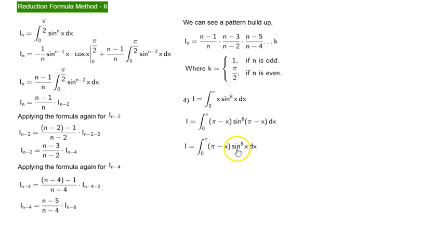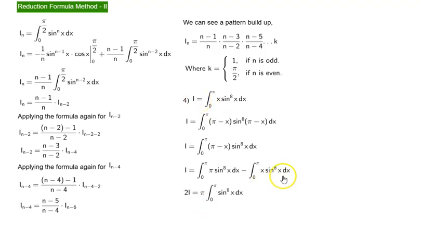Here sine of pi minus x will be what? It will be sine x itself. So we have the integral from 0 to pi of pi minus x times sine to the power of 8 x dx. Now let's distribute this and split the integrals. We have the integral from 0 to pi of pi times sine to the power of 8 x dx minus the integral from 0 to pi of x times sine to the power of 8 x dx. And this is nothing but I itself.